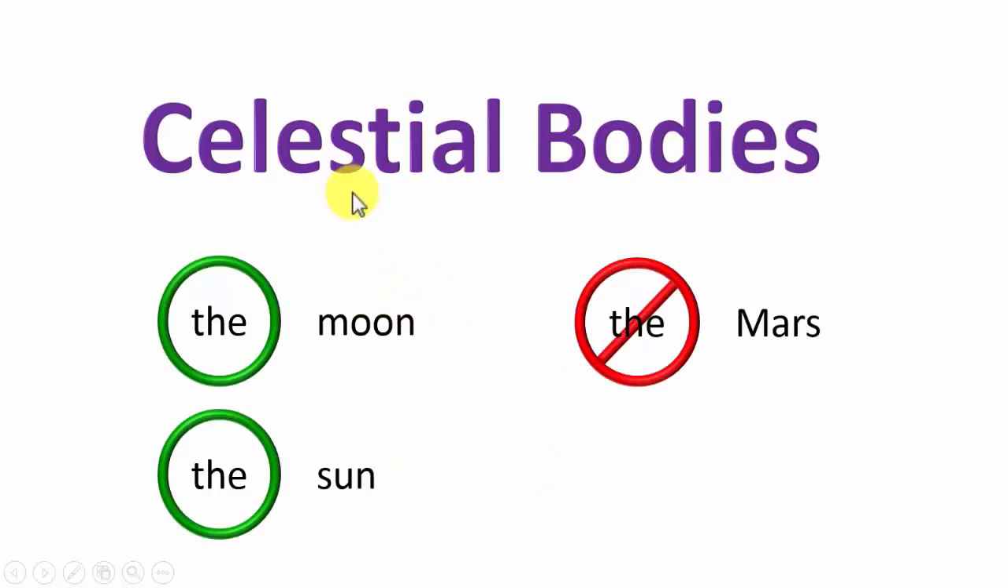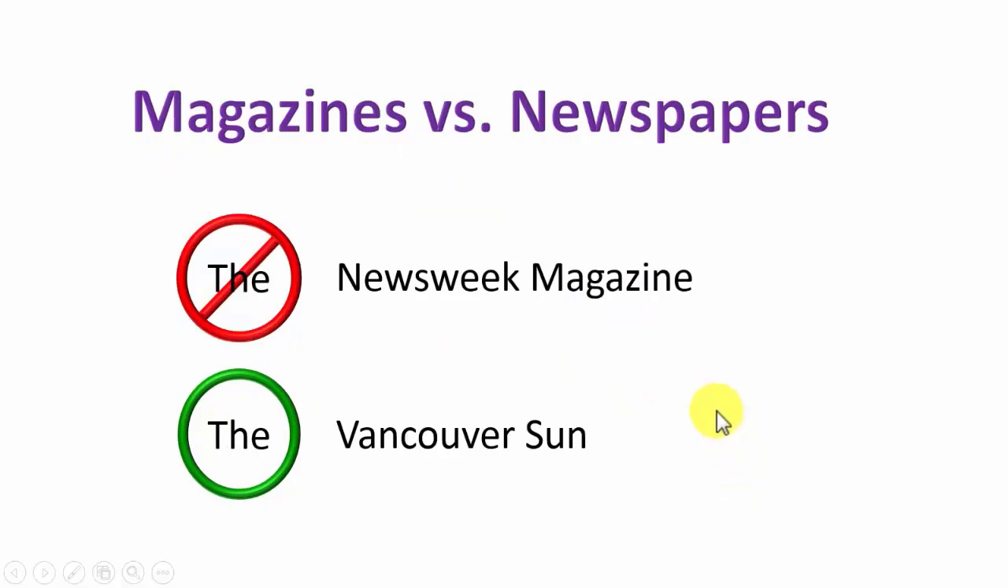Celestial bodies, things in outer space. The moon, you always say the moon or the sun, but planets have no the, so Mars, Jupiter. Magazines versus newspapers. Newsweek magazine, no the, but newspaper, the Vancouver Sun.